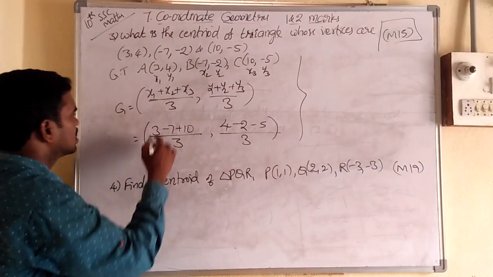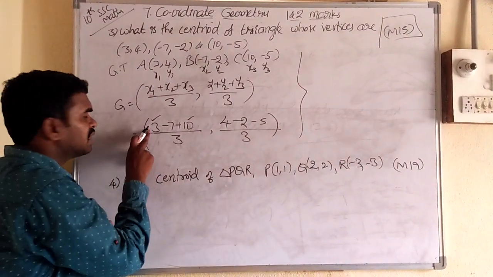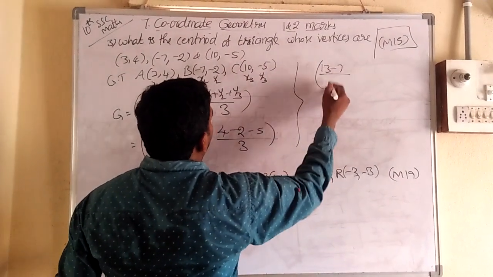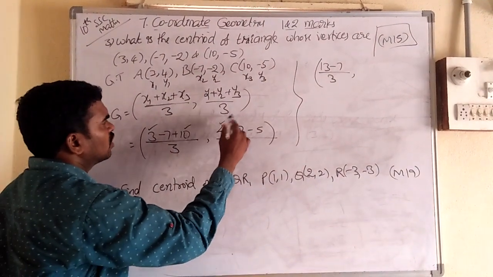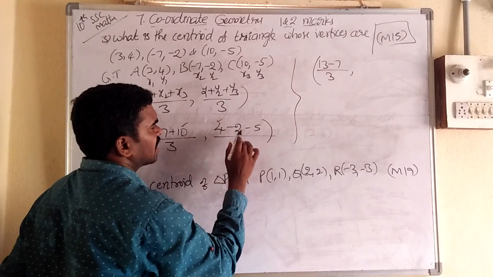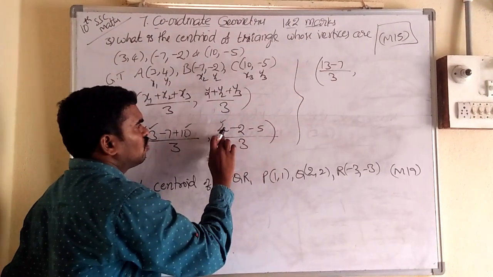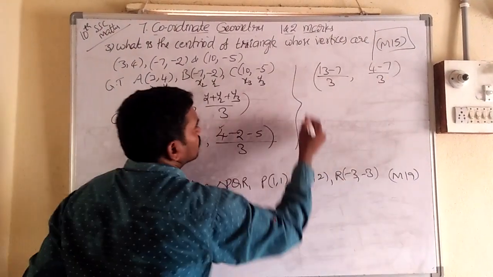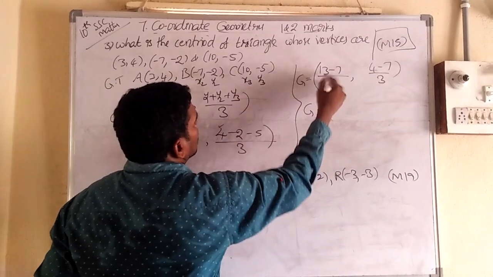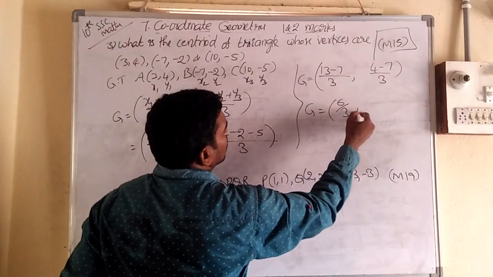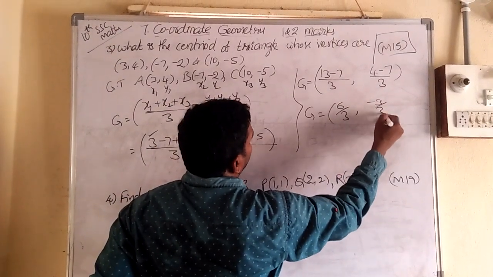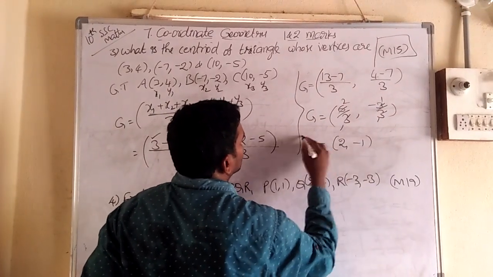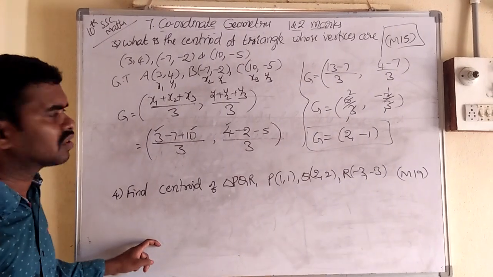I am going to simplify this. Here plus 3 plus 10, nothing means it is a plus. 3 plus 10 is 13. 13 minus 7 by 3. Here the positive term is only 4. Here the negative terms are minus 2 and minus 5, so total negative is 7. So 4 minus 7, by 3. So the centroid G equals: 13 minus 7 is 6, 6 by 3. 4 minus 7 is minus 3, minus 3 by 3. So (2, -1) is the centroid of the given triangle.